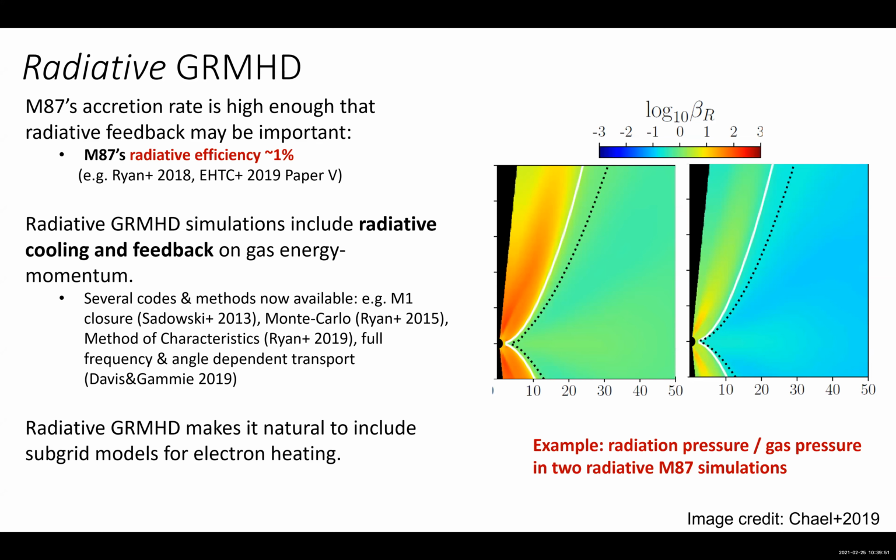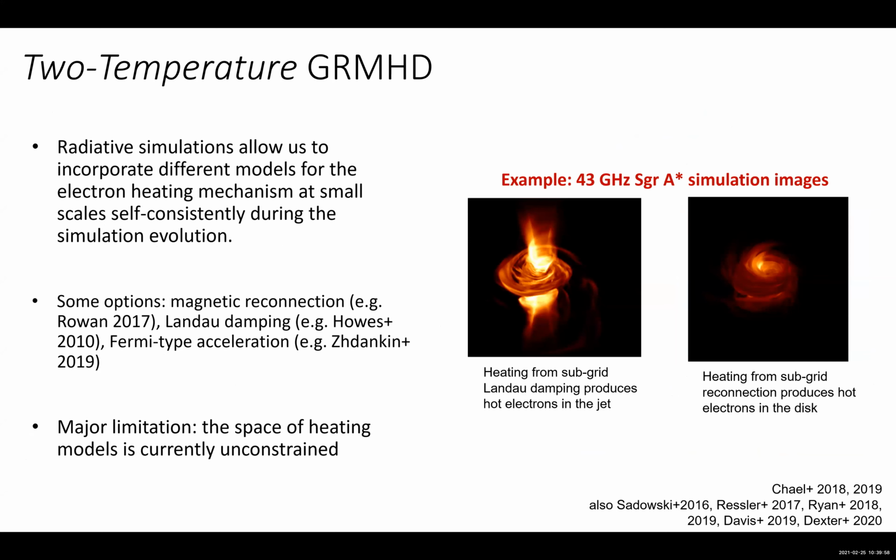Another thing that the radiative GRMHD makes it natural to do is to include subgrid models for electron heating in the simulations. So for instance, this is what we call two-temperature GRMHD, where we evolve separately electron and ion temperatures, not assigning them after the fact in post-processing the simulation, but evolving them along with the other simulation variables by using an underlying plasma heating model to source the heating in the simulation. So this allows us to, like I said, incorporate different heating models inspired by plasma physics simulations on microscale. Some examples of this are reconnection that we talked about in the last talk, Landau damping processes, Fermi type acceleration. All of these can take a model from our favorite plasma physicist and put it into these large scale simulations and see what it gets out.